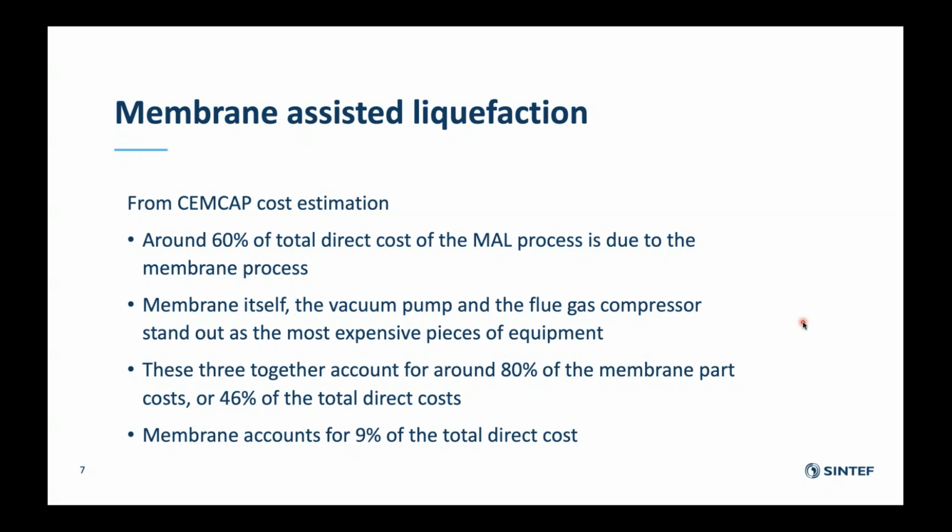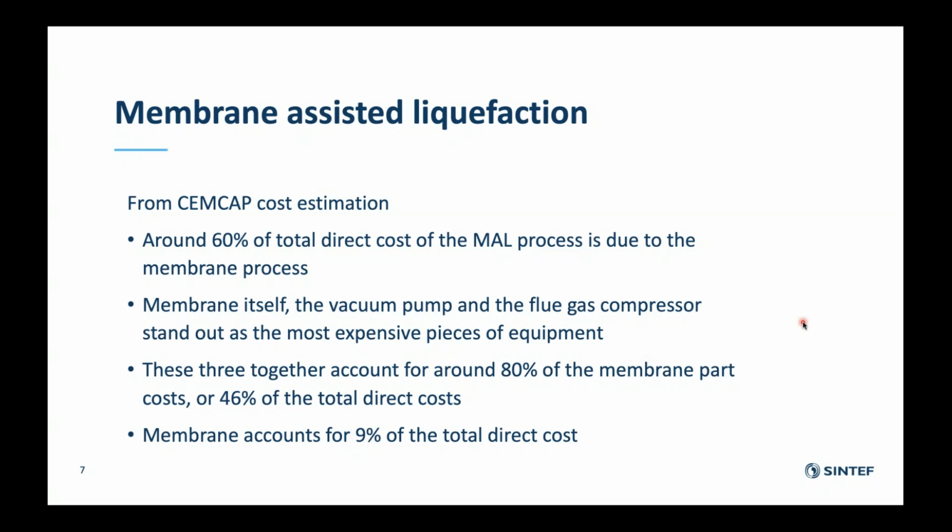So what that tells us is that, yes, the membrane area is important, so we need to have as small membrane areas as possible. But what is probably more important is to make sure we have a slightly lower compression ratio in the compressor, because we can't change the amount of flue gas going in. But what we can do is have a lower compression ratio, which will make the equipment less expensive.